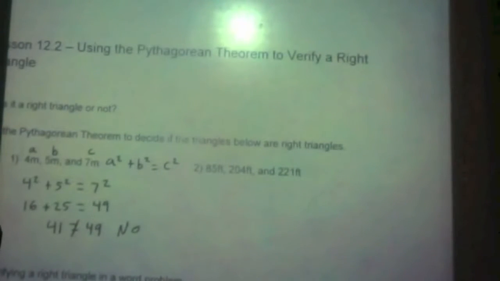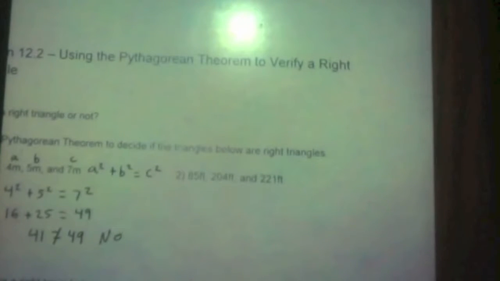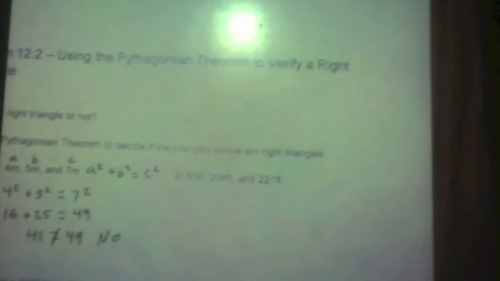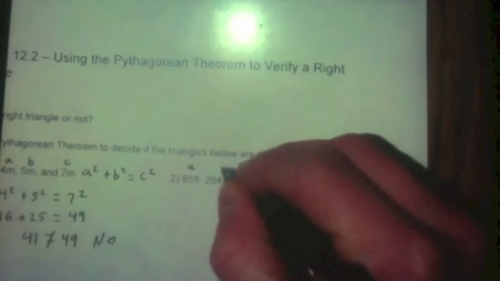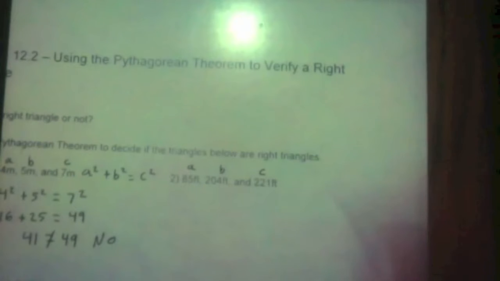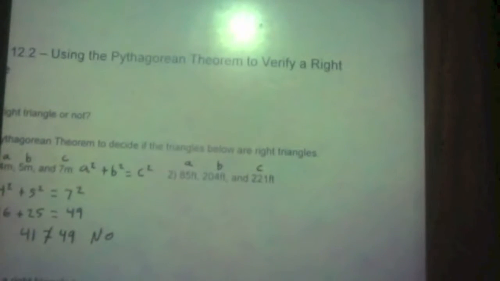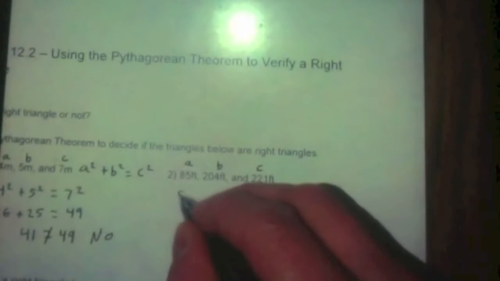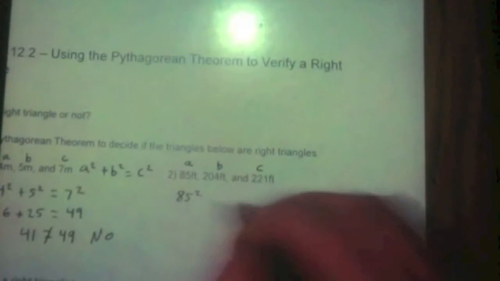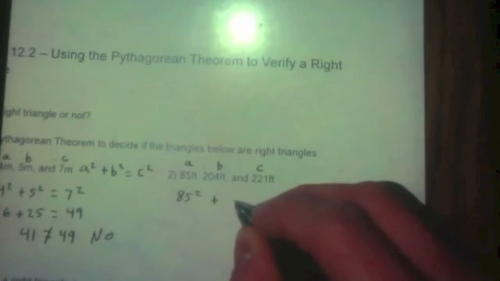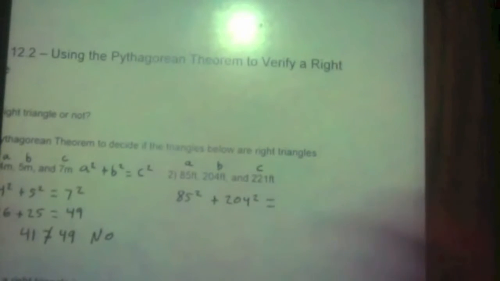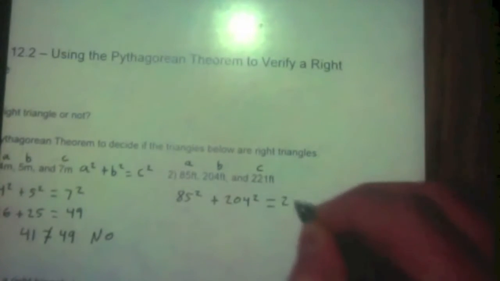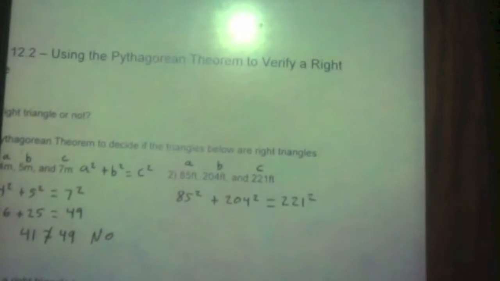All right. Let's check out our next triangle to see if this is actually a poser or if it is a true right triangle. We're going to set this up the same way. This is A, this is B, and this one is C. And then we're just going to put that together. So we have 85 to the power of 2 plus 204 to the power of 2. And we're going to see if that will equal 221 to the power of 2.